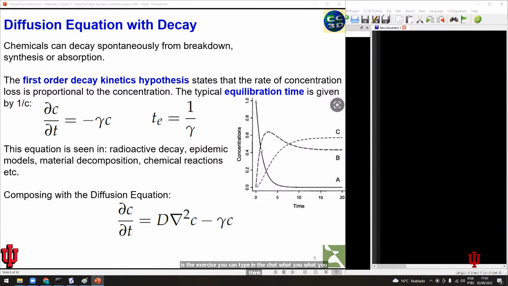Chemical A is this one. Chemical B is this one with a peak. And chemical C just grows monotonically.